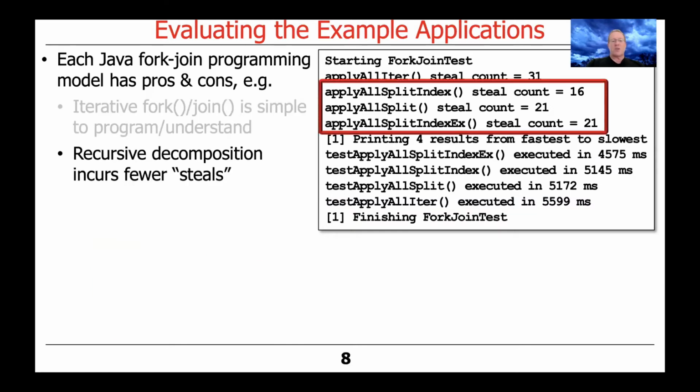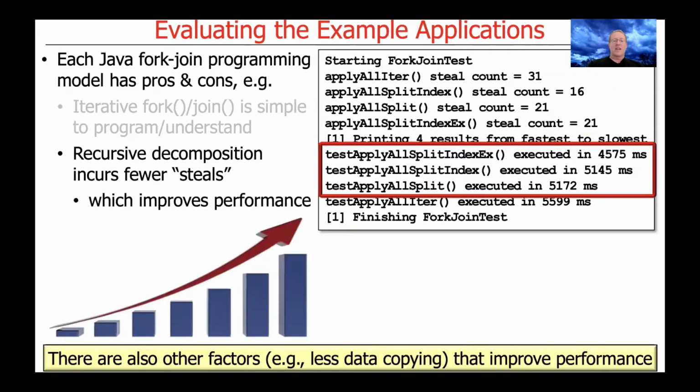In contrast to the apply all iter implementation, the recursive decomposition versions incur fewer steals. So you can see that we have apply all split index, apply all split, and apply all split index EX, which is the one that gets rid of some of the copying overhead as well. And those incur less stealing because they do a better job of recursively decomposing the work into this kind of balanced tree of cores and threads. And therefore, as a consequence of this, the performance is better.